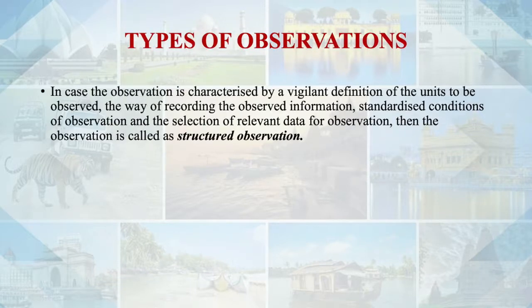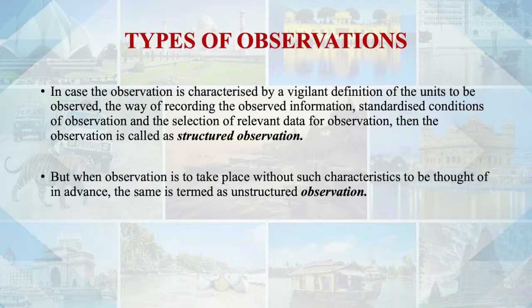In case the observation is characterized by a vigilant definition of the units to be observed, the way of recording the observed information, standardized conditions of observation, and the selection of relevant data for observation, then the observation is called structured observation. But when observation is to take place without such characteristics to be thought of in advance, the same is termed as unstructured observation.